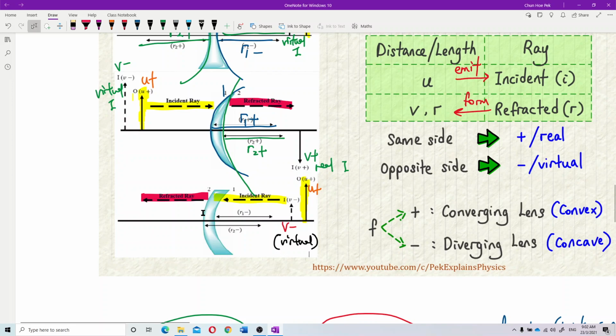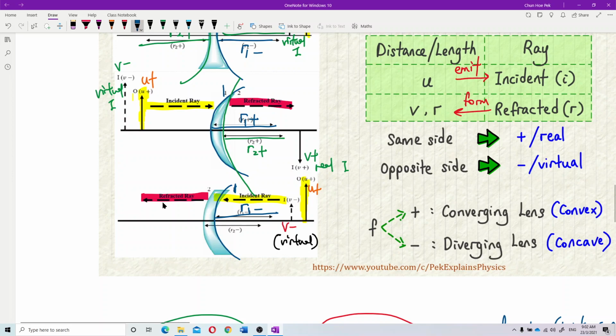Now, okay, about the radius. Radius for the first surface. Which one is the first surface? This is the first surface, because it receives the incident ray. The radius is over here. First surface means radius 1. It is opposite to the refracted ray. That's why it's negative.